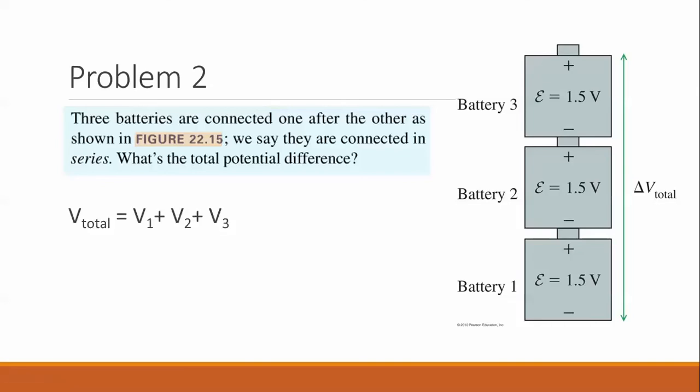Well, for this case, the total potential equals the sum of the potential of each battery. So we're going to add the potential from the first battery plus the potential of the second battery plus the potential of the third battery. And we get a total change in potential, or potential difference, of 4.5 volts.